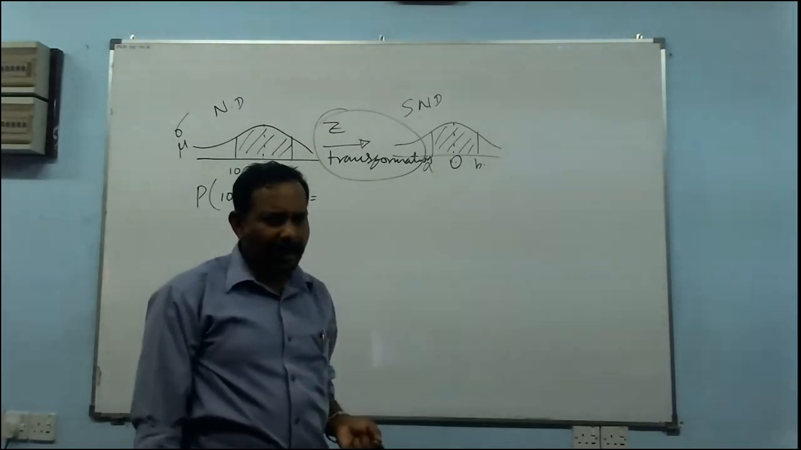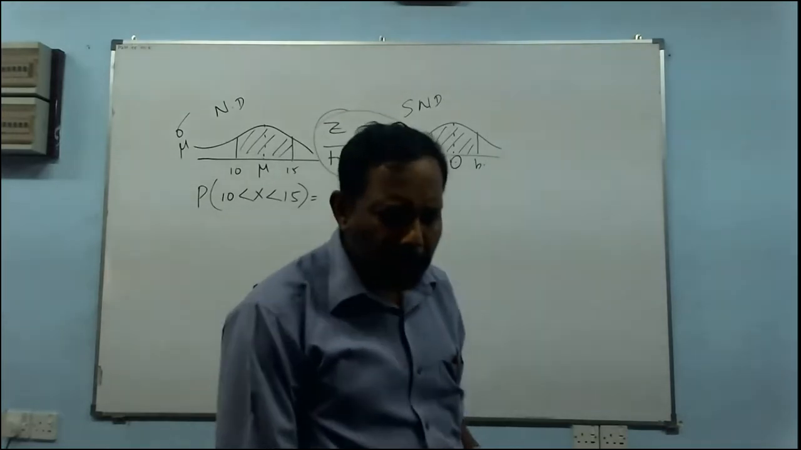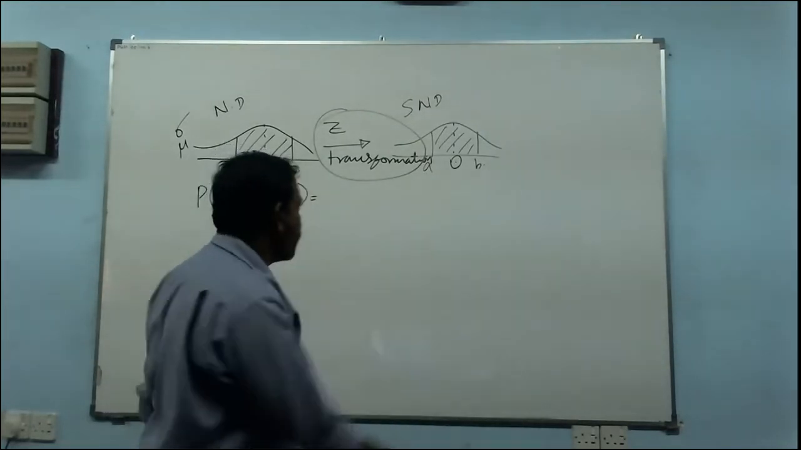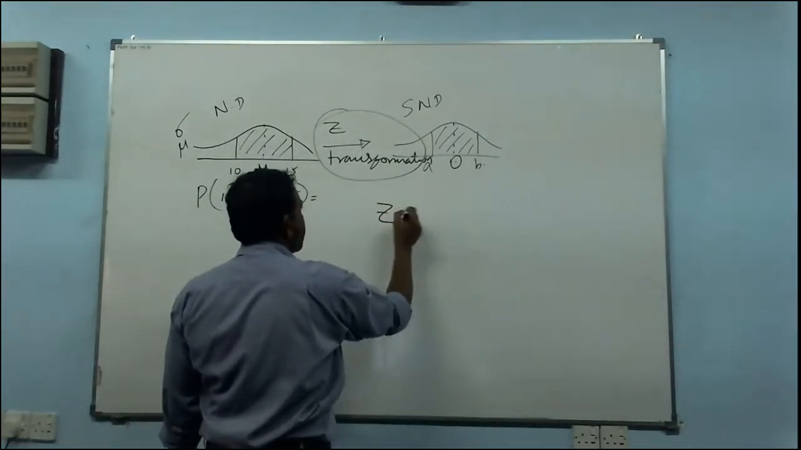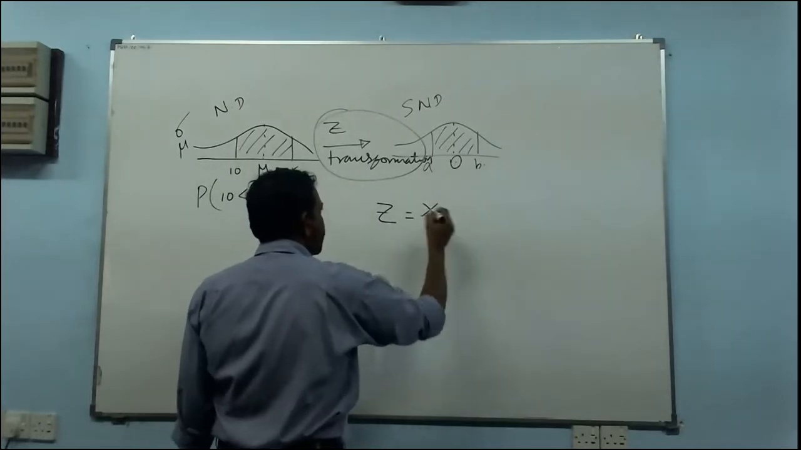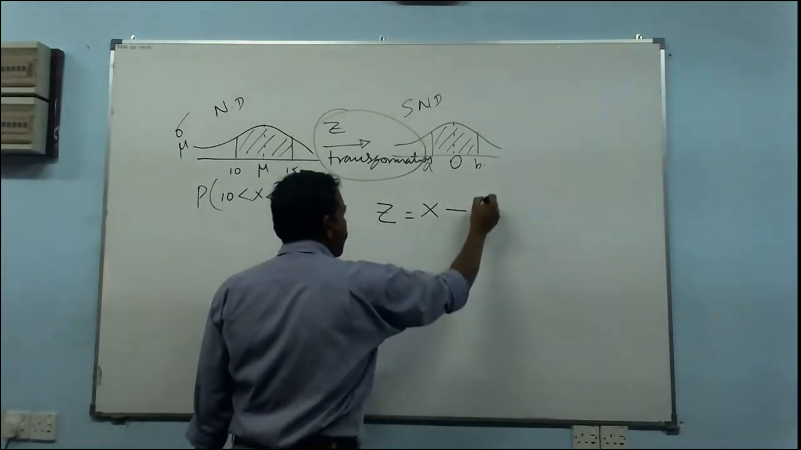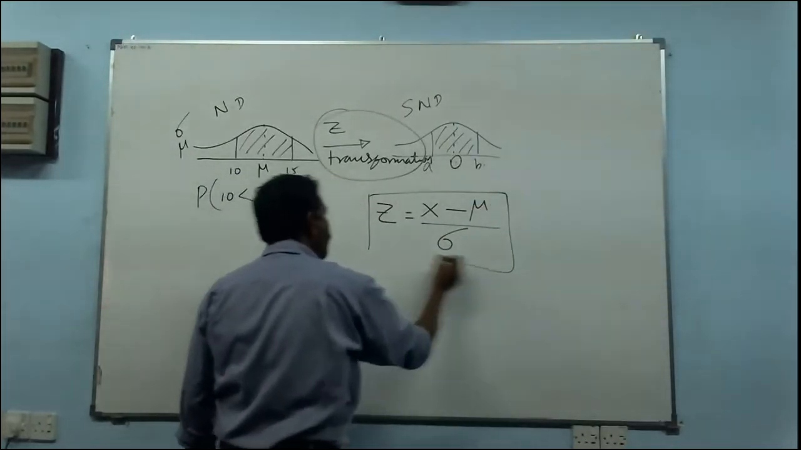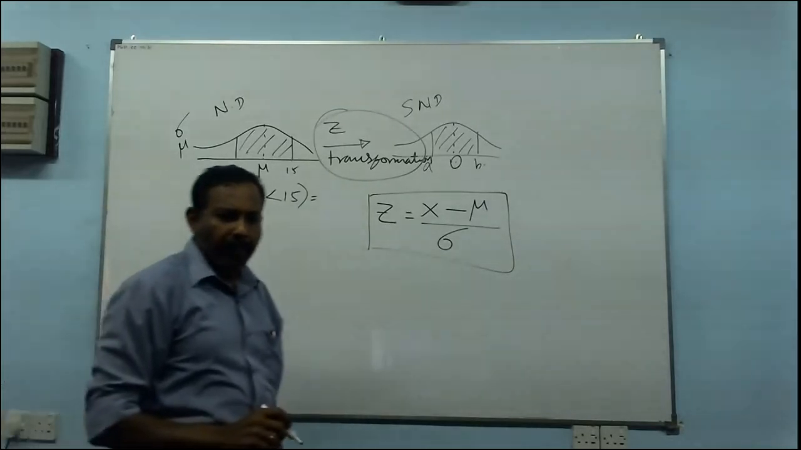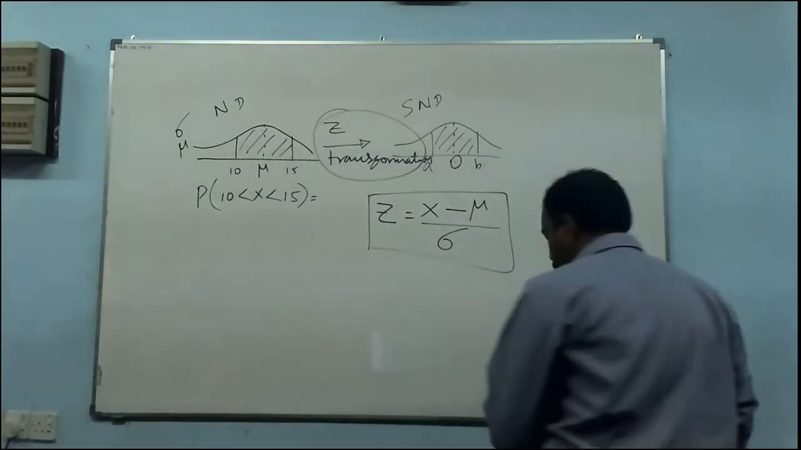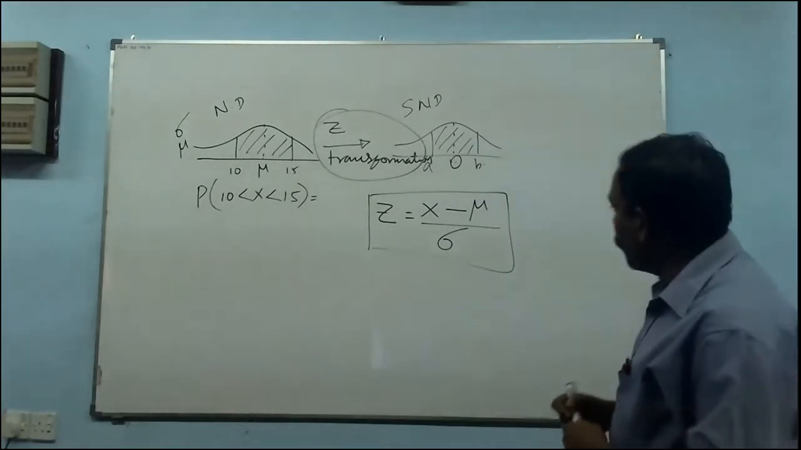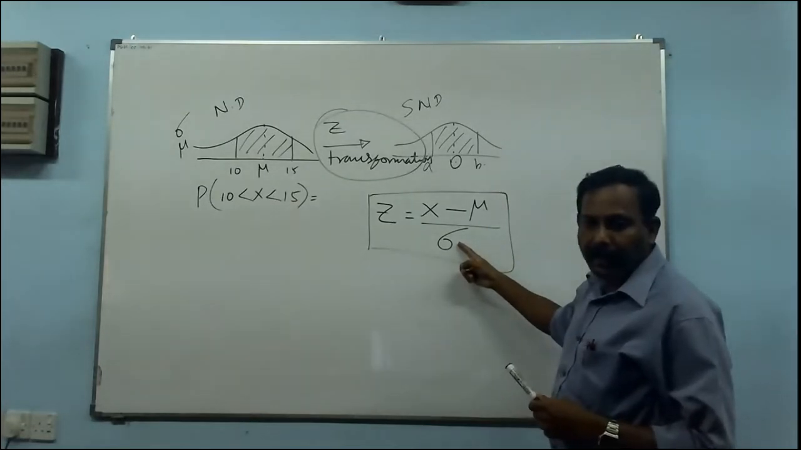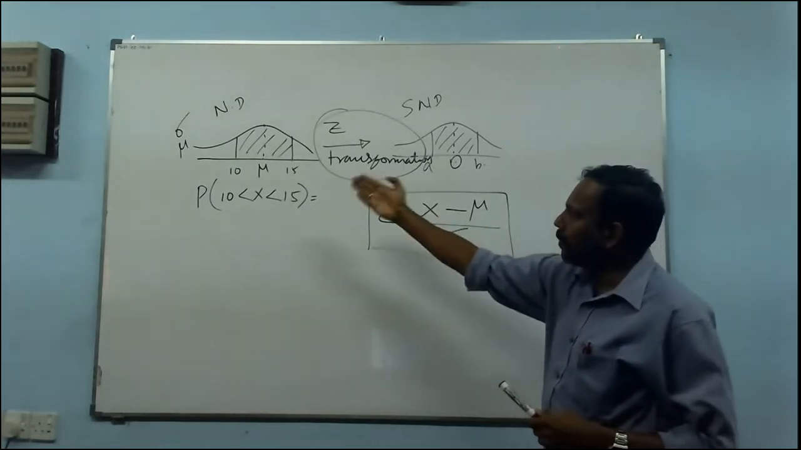What do you mean by Z transformation? From the normal distribution, we want to transform into the standard normal distribution. Z transformation is given as Z equals x minus mu divided by sigma. That is the formula for Z transformation. All of you know what these symbols are. Mu is the population mean. Sigma is the population standard deviation. And x is the random variable value.